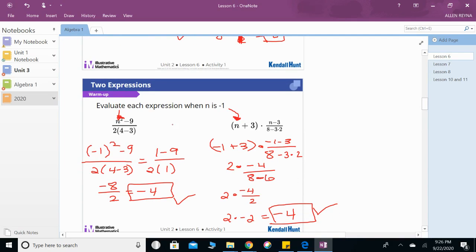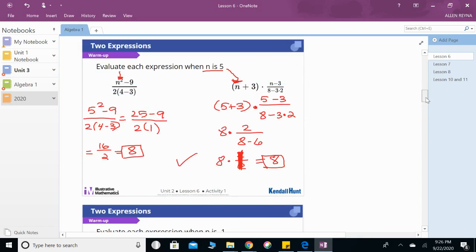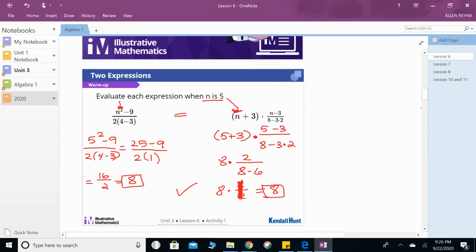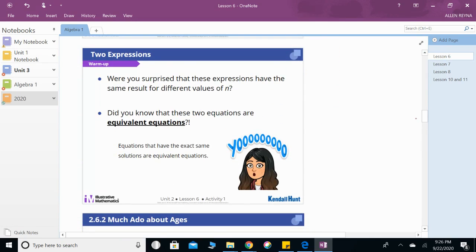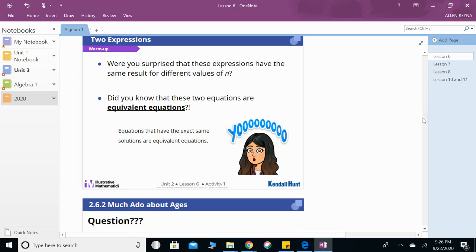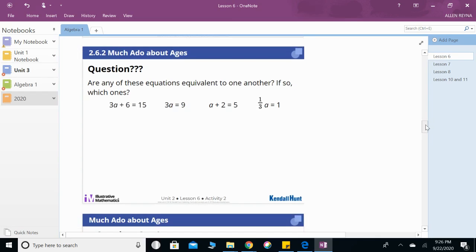So if we just put an equal sign right here, bam, equivalent equation. So we take the two expressions and we're like, bam, they're equal. And then you're just like, whoa, that's so cool. Yes, I know. So they are equations that have the exact same solutions. These are called equivalent equations. So we're going to talk a little bit more about those.